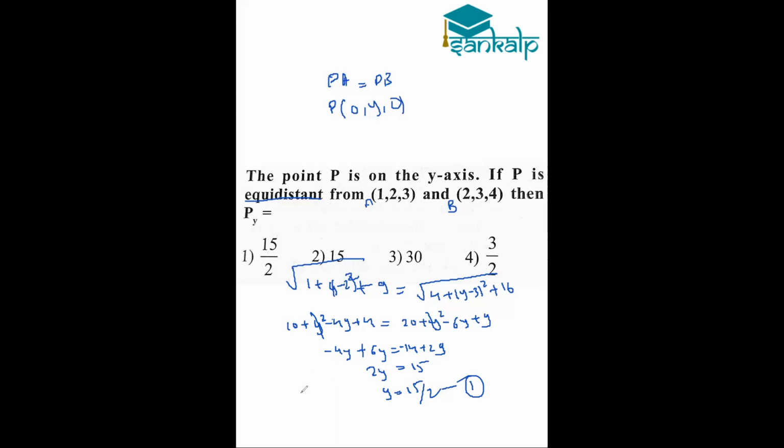Here we are applying the distance formula. We are calculating the value of PA and equating it with PB, because the point P is equidistant from the given points.